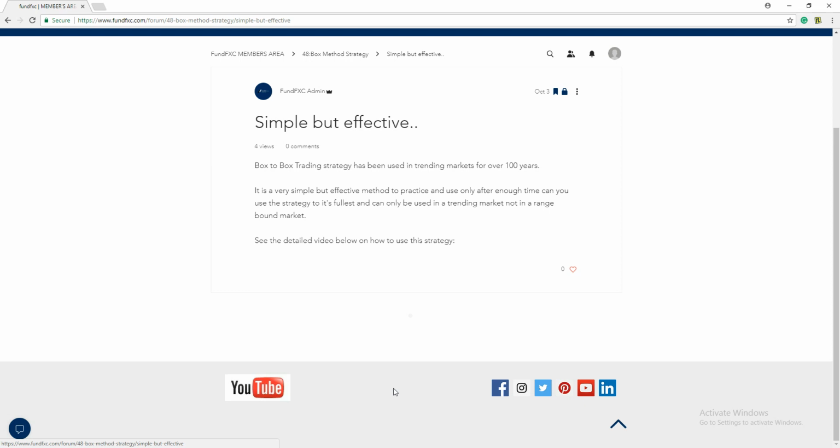Simple but effective. The box-to-box trading strategy has been used in the trading markets for over 100 years. It is a very simple but effective method to practice, and only after enough time can you use this strategy to its fullest. It can be used in a trending market, not in a range-bound market. So let's get stuck into it in the charts and show exactly how it's done.